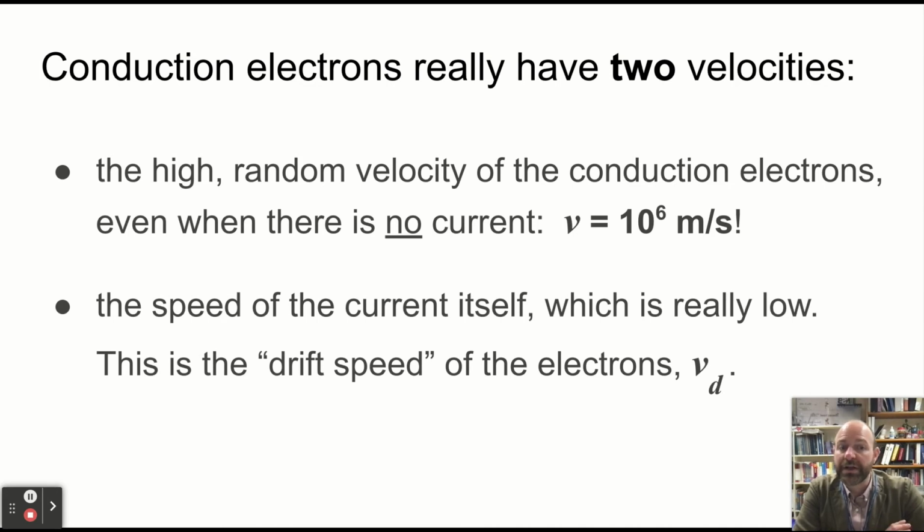Then there's the speed of the current itself, which ends up being really, really low. This is how fast an electron actually moves through the circuit. We call this the drift speed, v subscript drift, and it ends up being a really, really low speed. This is much more like 6 cars in parallel. If you think about it, a wire's cross-section, even of a millimeter squared in area or something, is massive compared to an electron. There are 10 to the whatever electrons moving, so they don't actually have to move that fast along the wire to get that current.